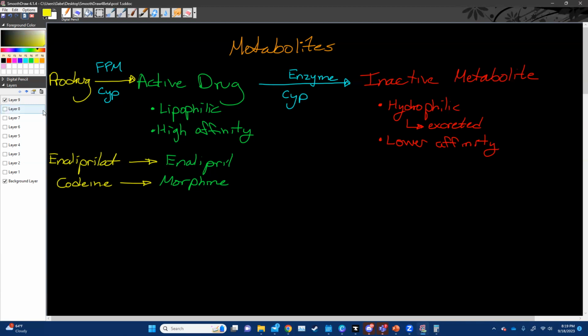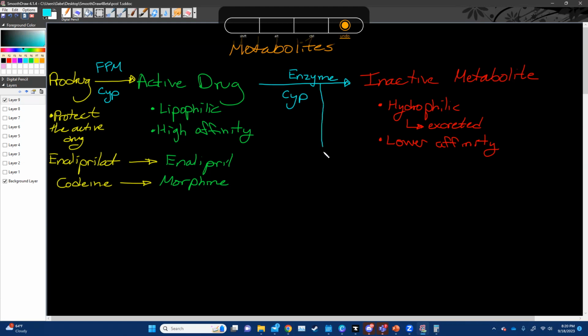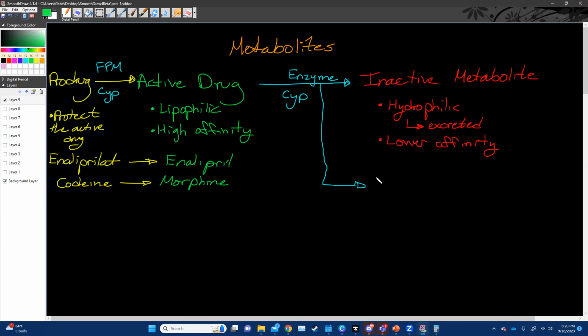Exactly. The role of a prodrug is to protect the active drug, or to facilitate absorption. There really are two reasons. There's a couple more, I'm sure, as well. But really, it's either to protect it or to facilitate absorption. Now, some drugs also metabolize into active metabolites. But what's important to note here is that they are still more hydrophilic than they were before. But in this case, they may have varying affinities.